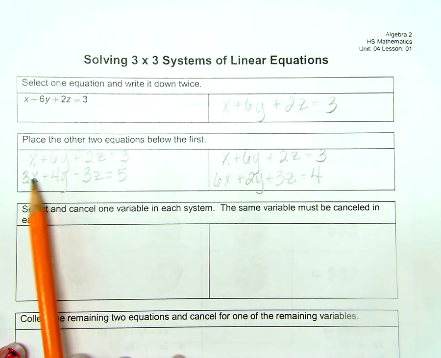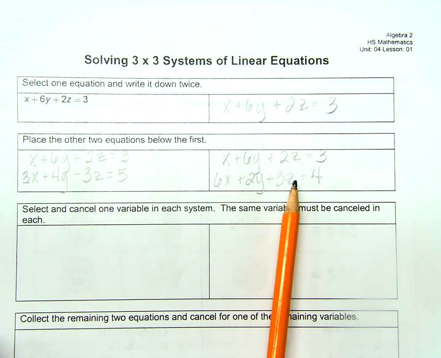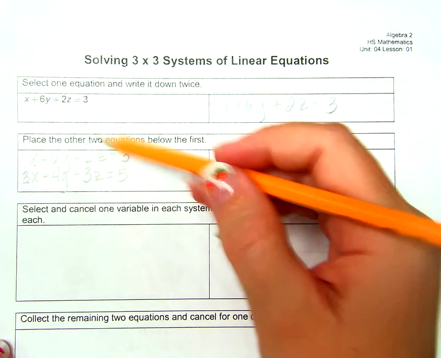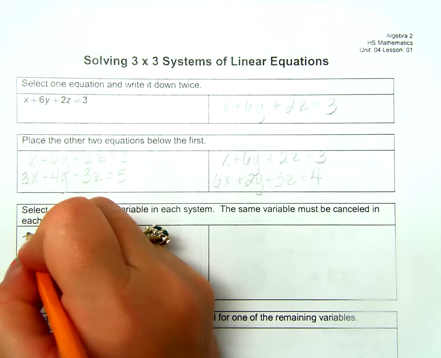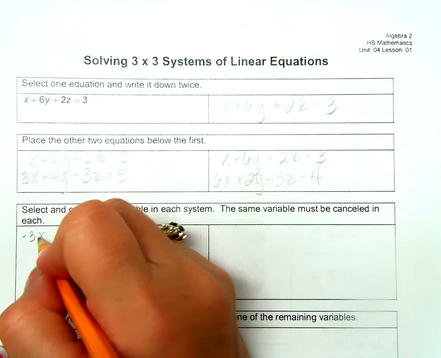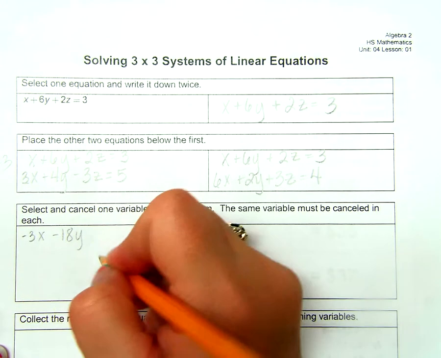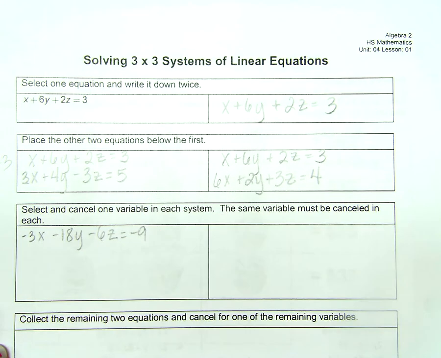Okay? So if we eliminate the x here, when I start on this system, I also have to eliminate the x. Okay? So I'm separating this system into two separate systems, and I'm eliminating the x both times. Are you clear about that? Okay, so let's eliminate the x. How am I going to eliminate the x here? Multiply the top one by -3. When I multiply the top one by -3, I get -3x, -18y, -6z, and -9. Correct?